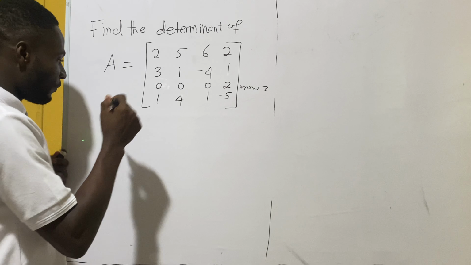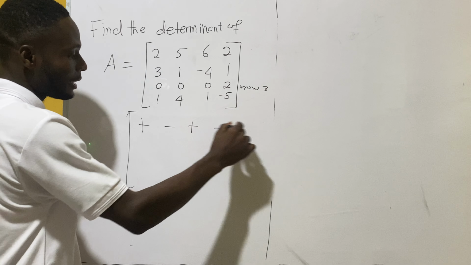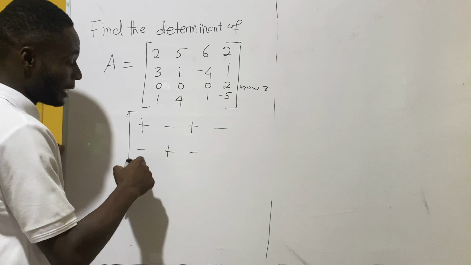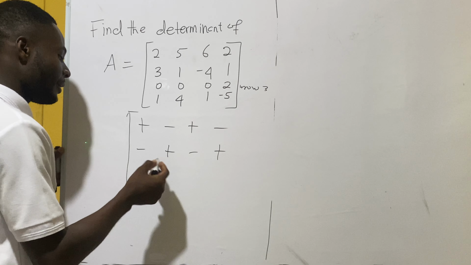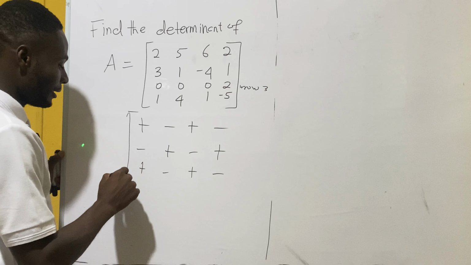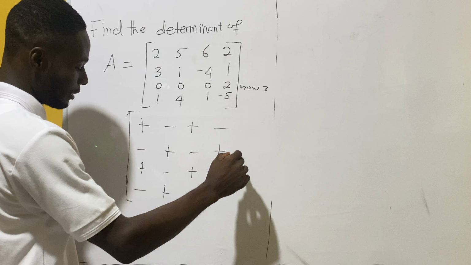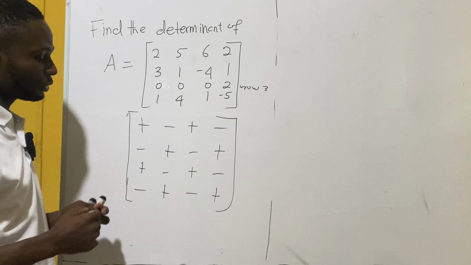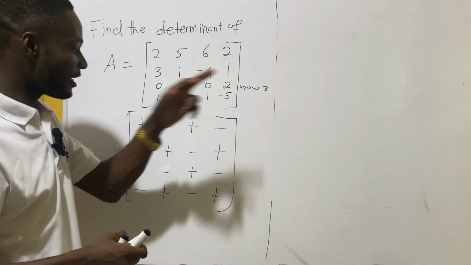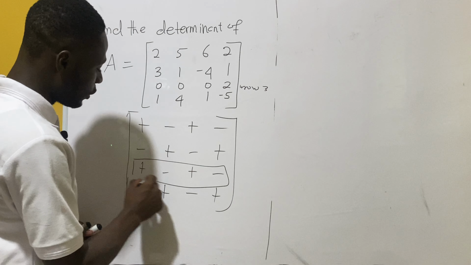So for a 4 by 4 matrix, the sign pattern is plus minus plus minus, then the second row is minus plus minus plus, then plus minus plus minus, then minus plus minus plus. This is what we have, and we are interested in choosing the third row. So we are basically going to consider this particular operation.